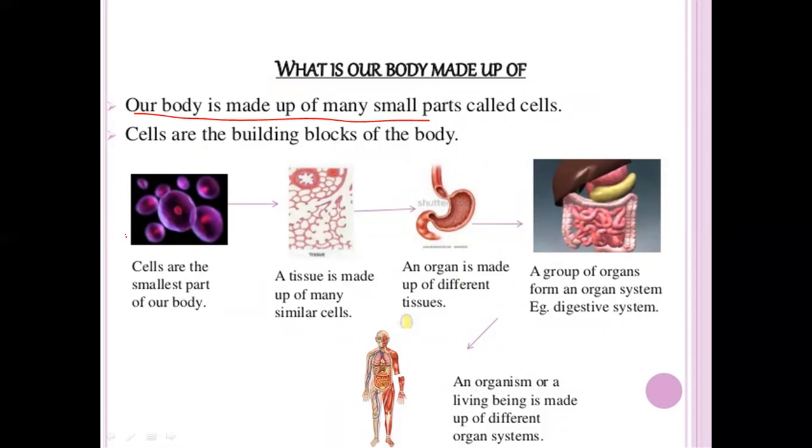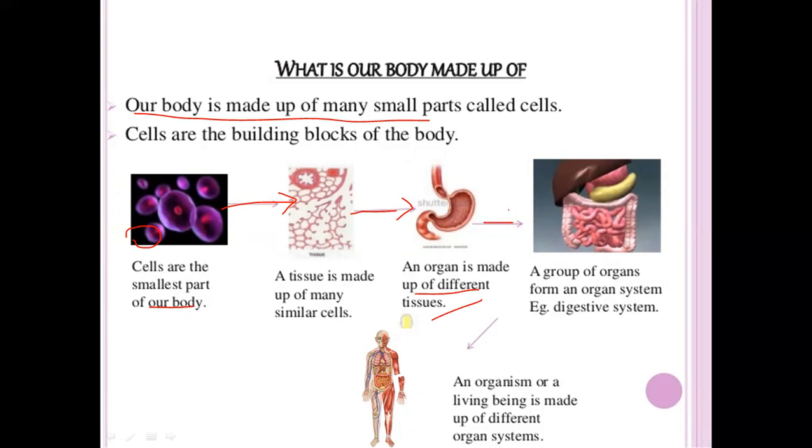So look at these cells. Cells are the smallest parts of our body. These cells together form the tissues. So a tissue is made up of many similar cells. These tissues together form the organ. An organ is made up of different tissues.